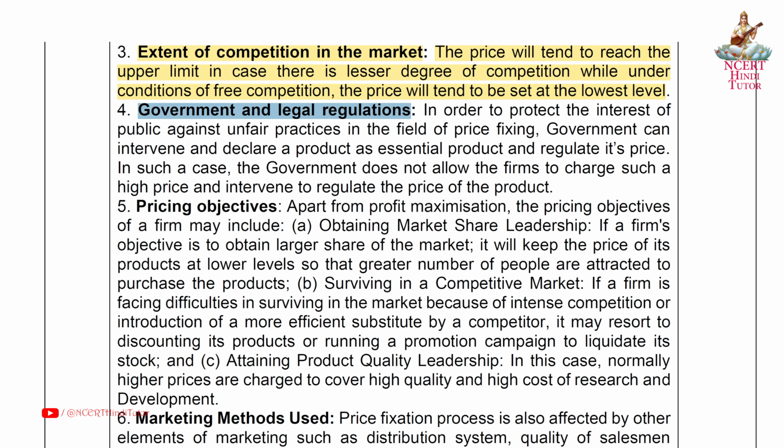Fourth, government and legal regulations. In order to protect the interest of public against unfair practices in the fields of price fixing, government can intervene and declare a product as essential product and regulate its price. In such a case, the government does not allow the firms to charge such a high price and intervenes to regulate the price of the product.